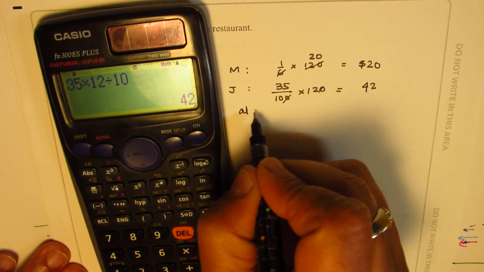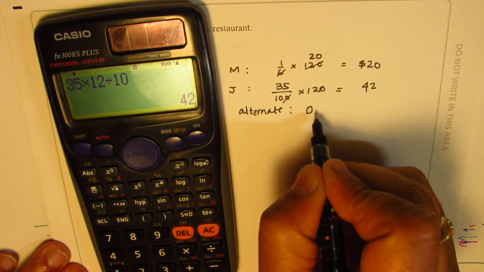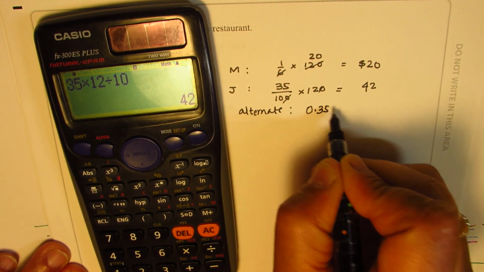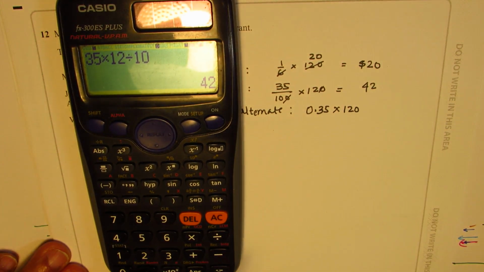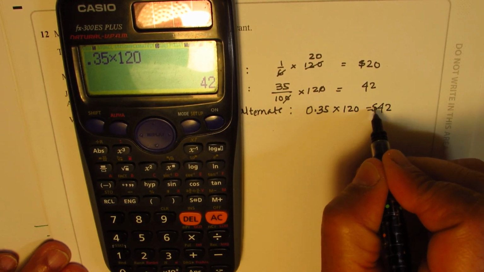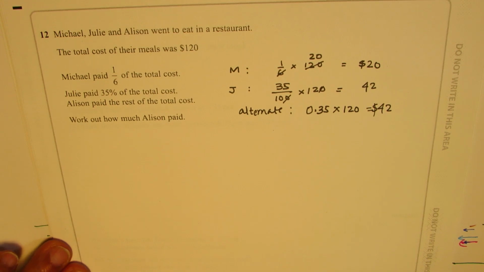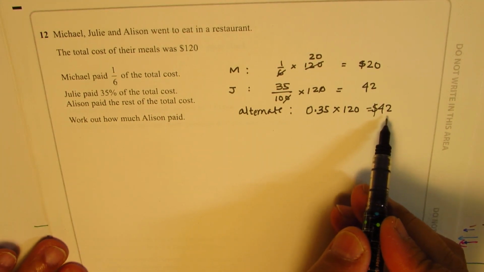Now the alternative would be, we could do 35% as 0.35 times 120. Correct? So let's do it like that also. 0.35 times 120 is equal to the same amount, which is $42, right? So the amount paid by Julie was $42.